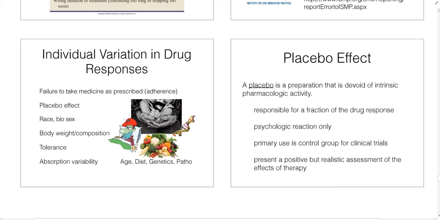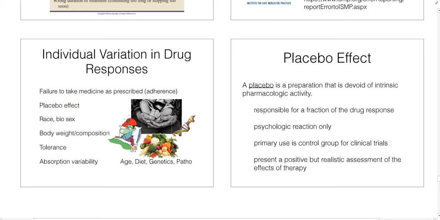Individuals can vary in how they respond to drugs. If they don't take the medication as prescribed, if they have poor adherence, which is a common thing with a lot of patients who simply don't like the effects of their medication or think that they don't need the medication, then that will change how the person responds to the drugs. They can have a placebo effect.